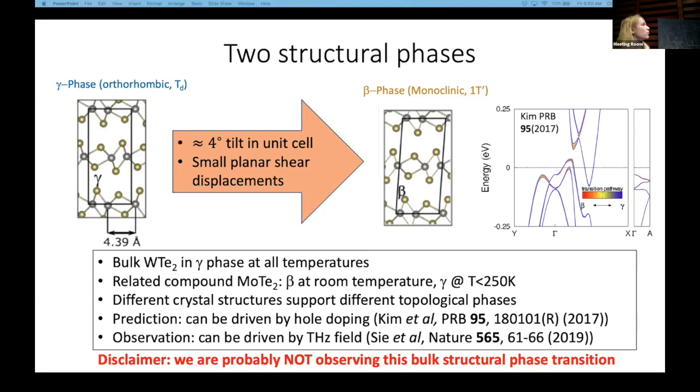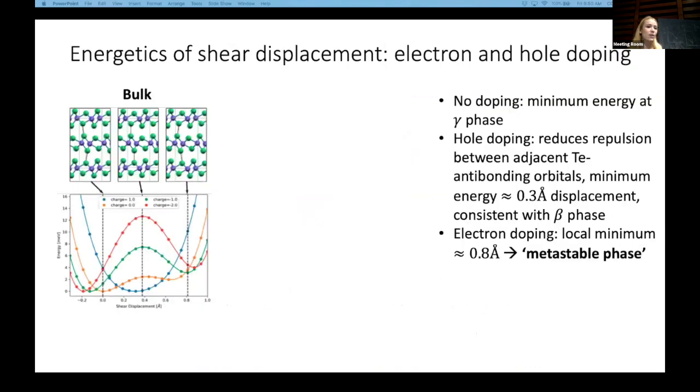I should mention, if one wants to distinguish these bulk structural phases via photoemission, it's very difficult. The bulk bands are actually almost identical. The changes are so minute that I don't think they could be experimentally resolved. But it turns out that the surface states on these two non-equivalent phases are doing very different things. Okay. So we want to think of this structural phase transition as a shear displacement.